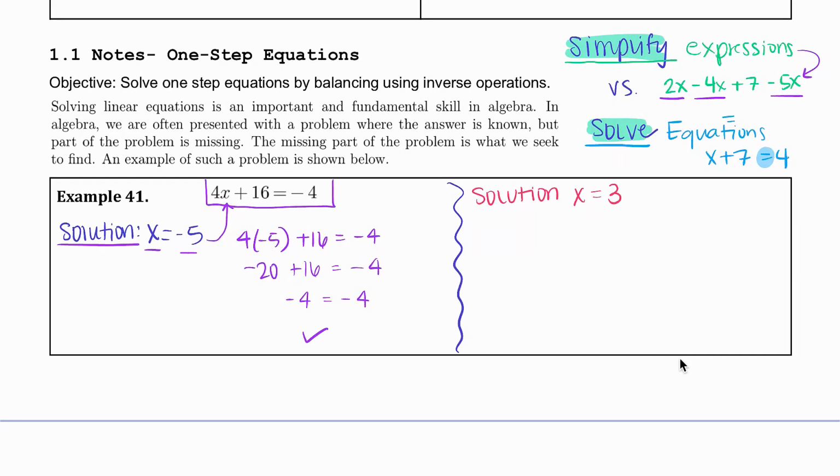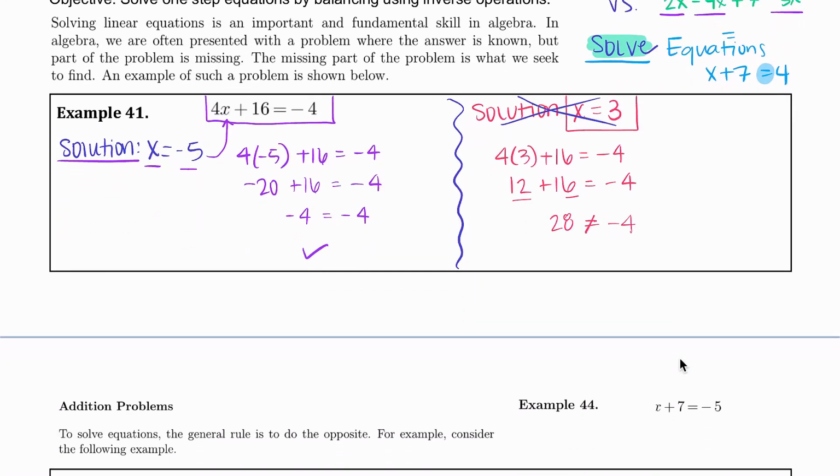Maybe at the beginning, though, I didn't tell you that the solution was negative 5. Maybe I said the solution is positive 3. x equals positive 3. See if this is true or not. So if we plug it in, 4 times positive 3 plus 16 equals negative 4. 4 times 3 gives me 12, plus 16 equals negative 4. Well, 12 plus 16 gives me 28, which is definitely not equal to negative 4. So we get an untrue statement, which means that this was not a solution. So for something to be a solution, if we plug it back into our original equation, it has to make the equation true.